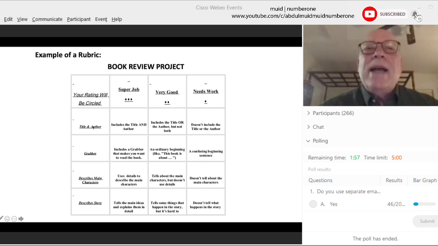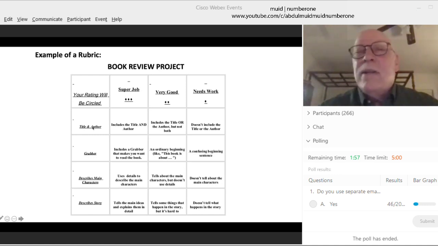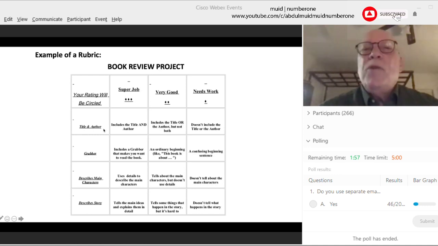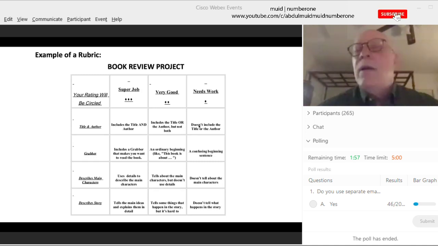So title and author, that's very important. Does your book report include the title and the author? Or does it only include the title or just the author, but not both? Or does it not even include the title or the author? I read this book. It was a fun book. You go on talking about the book, but you never give the title or the author. Wow, you're over here in this section.